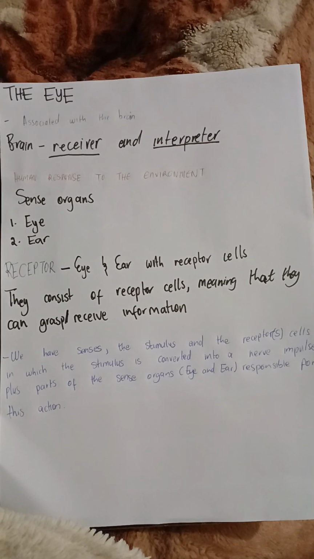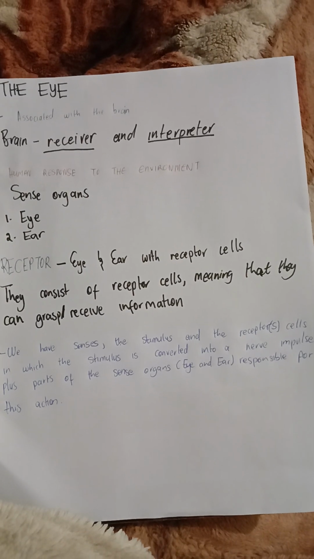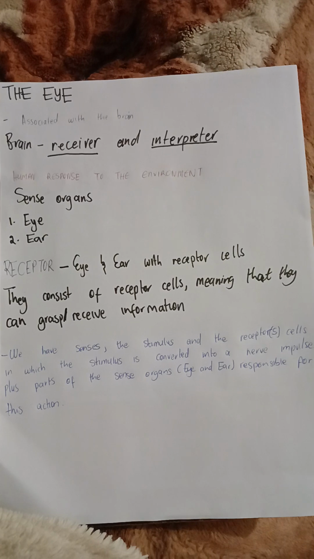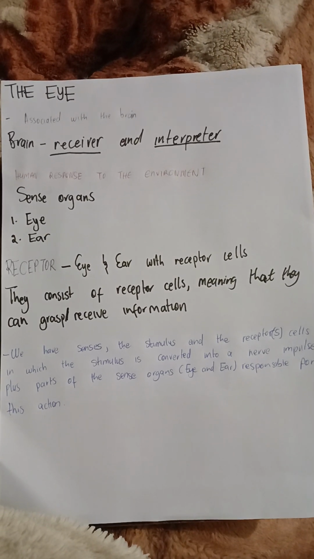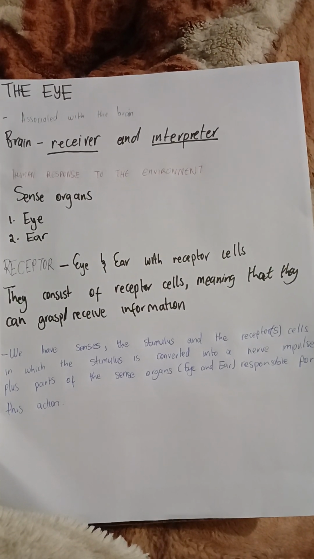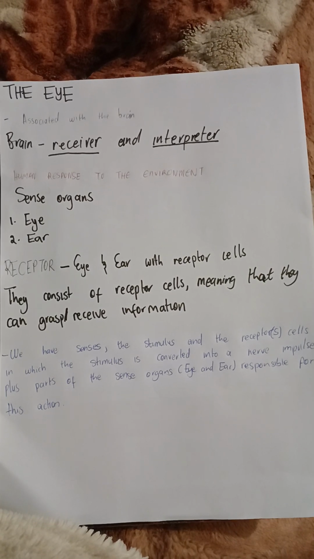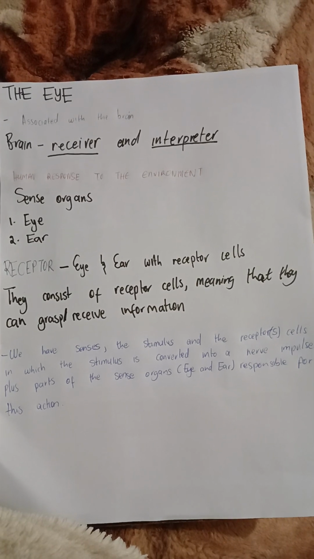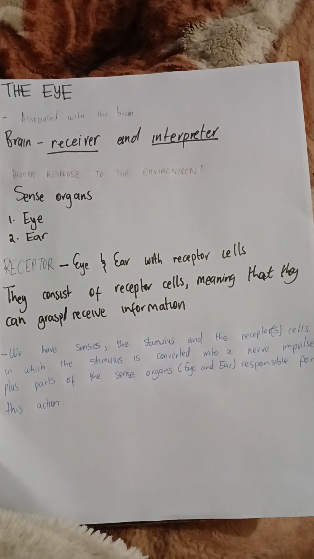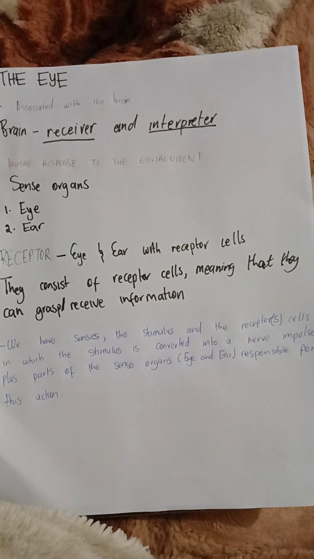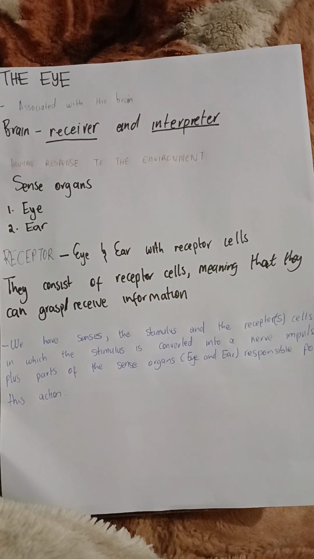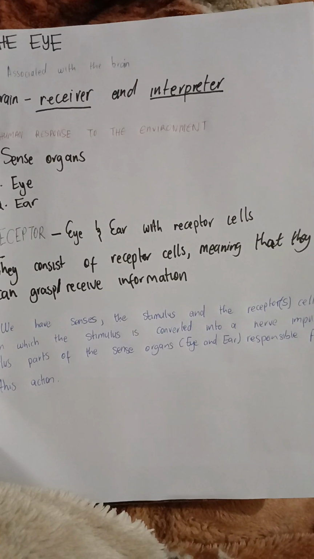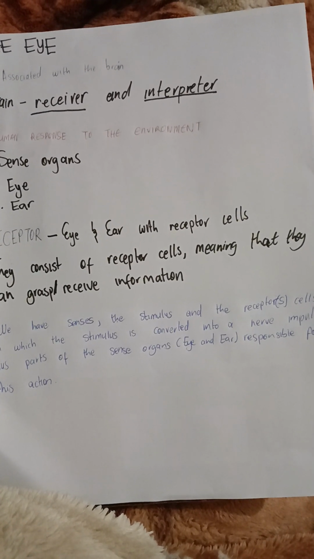Plus, we have the parts of the sense organs, of which are the eye and the ear. We have certain parts that are able to receive that stimulus and sense that stimulus through its receptor cells and convert that stimulus into a nerve impulse. There are specific parts responsible for this action. Do you understand, guys?